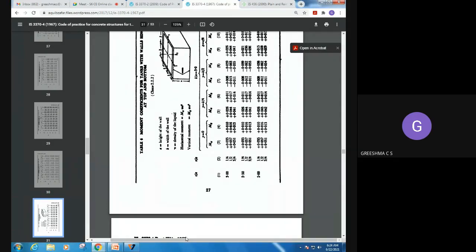So IS code part 4 actually tells you about the bending moment coefficient, shear force coefficient and also hoop tension coefficient. Okay, to find these three coefficients you are using IS code 3370 part 4. And then it depends upon the different conditions of the tank, that is rectangular tank, and you also have to look at the support conditions of the tank. Okay, so don't get confused.